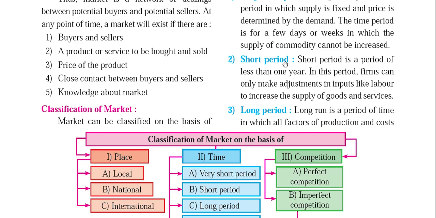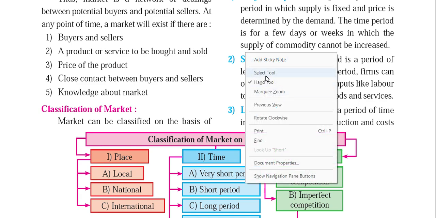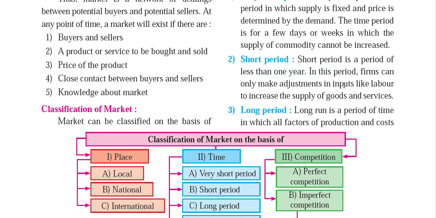Moving on to the second point, that is short period. Over here, what happens? Short period, it is within a year. So obviously within a year means less than 1 year.